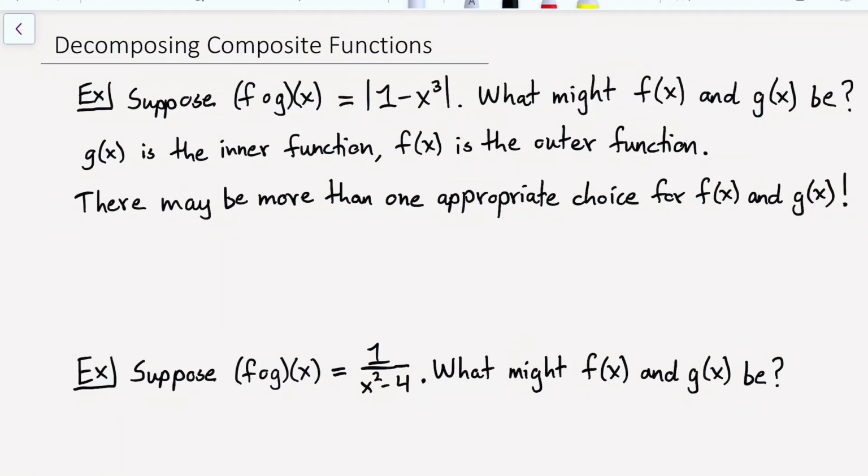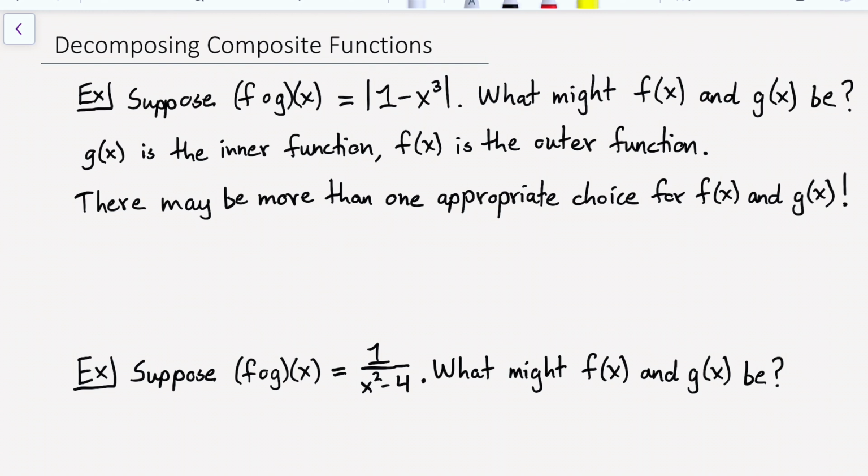In this video, I would like to address one final topic in the area of composition of functions, and that is decomposing composite functions. This is an important skill to develop for calculus as we begin to look at functions that are nested inside other functions. We can think of those as composite functions.